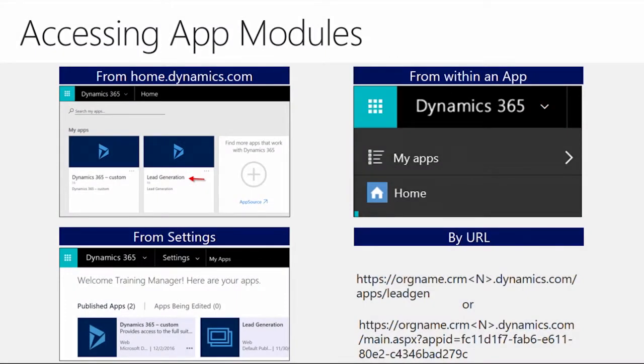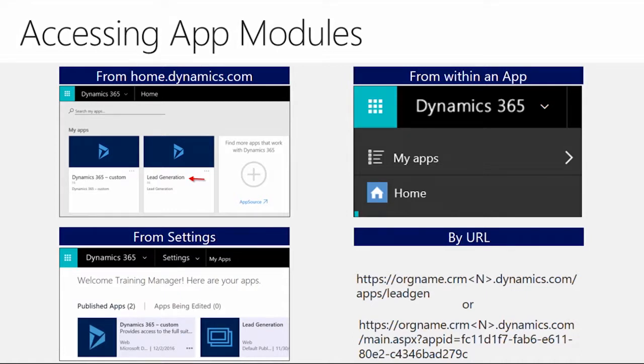There's a lot of different ways, by just bringing the apps module or using apps modules, that you can access the individualized applications that you have access to. So one of the areas that you'll see is from your Dynamics home screen. So there will be a home.dynamics.com, which when you navigate to that, that's going to show you all of the different applications that you have access to. So in this case, I can see here that I have access to the custom application that is all of the functionality, but then I also have access to a custom lead generation app that's been designed.